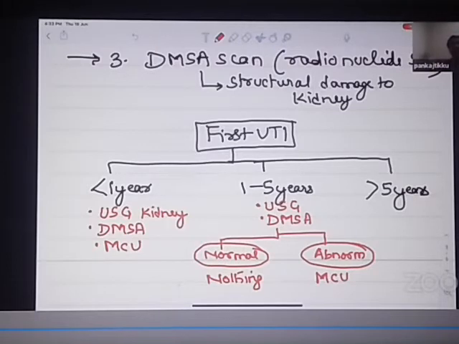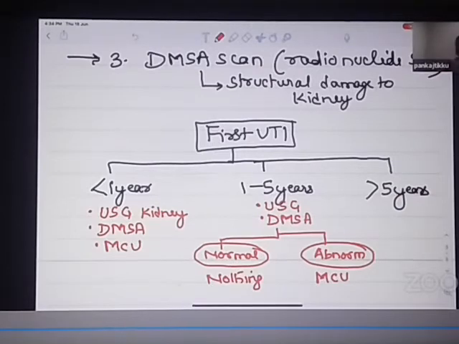But if the scans are abnormal, then yes, an MCU should be performed, because suppose the scans are showing there are scars in the kidney, the kidneys have got enlarged, that means kidney damage is occurring because of a reflux. Then you have to confirm reflux. In that case, do an MCU.